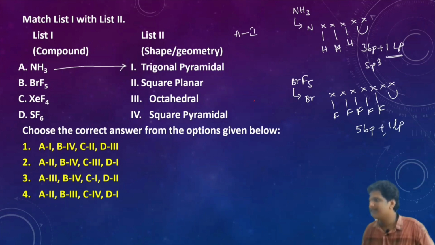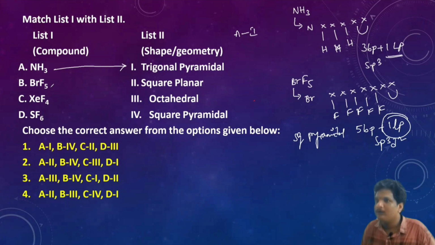Okay. So total 6. So it will be sp3d2 hybridization. Because of this 1 lone pair, it will exist as a square pyramidal structure. Square pyramidal. So this BrF5 is square pyramidal. So that means B is 4.